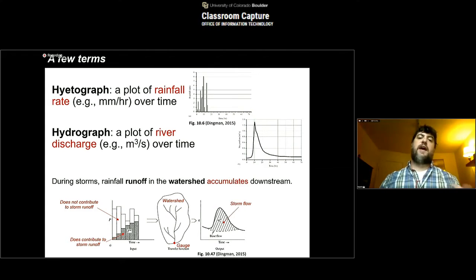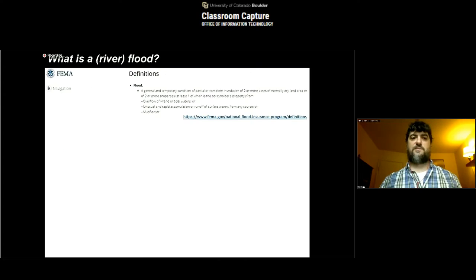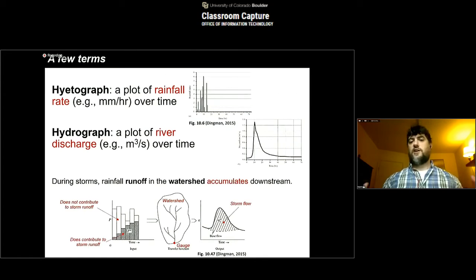But when we have a big rainfall event, we get what we call the storm flow, so some additional input that we can see pretty dramatically when we look at event scale hydrographs. So that's talking about stream flow.